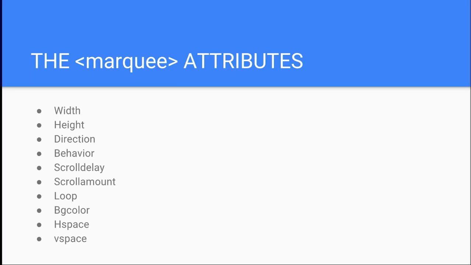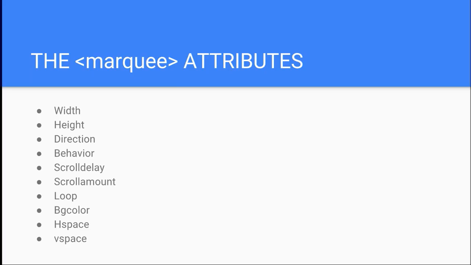And the next attribute is loop. This specifies how many times to loop. The default value of the loop is infinite, which means that the marquee loops endlessly. The text will keep on scrolling. And the next attribute is bgcolor. This specifies the background color in terms of color name or color hex value.